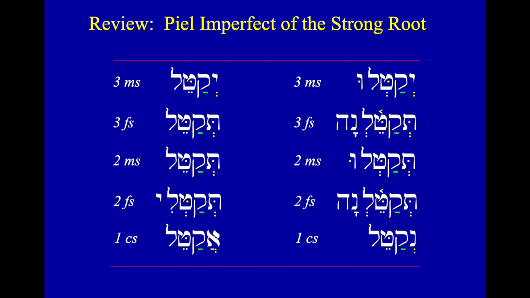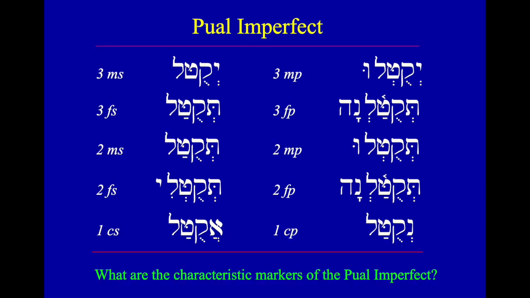Remember the Piel? This is the Piel imperfect. You have a schwa underneath your preformative. You have your double middle radical. I told you that the A-class vowel underneath your first root letter is distinctive for the Piel. It's a little bit harder to remember that. It's okay if you don't. That's not as important as the double middle radical and the schwa underneath your preformative.